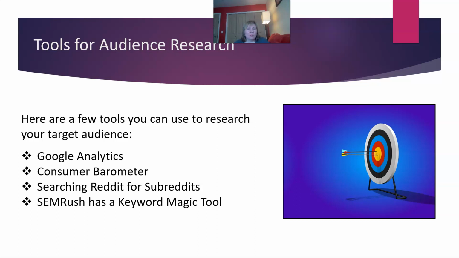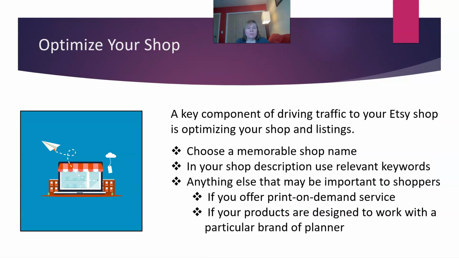And some of the other tools you can do for general research for target audience are things like Google Analytics, especially if you already have some sort of site that you're tracking. Consumer Barometer is a good site. You can look at Reddit and see what people are talking about there in your specific niche. And SEMrush, while it is mostly a paid tool, does have some free things, has a keyword magic tool that will also give you some ideas for audience research as well. So there's lots of different tools out there that you can use, and using some of these broader ones can be a good start, and then you can go to some more specific Etsy tools once you want to refine that down a little bit more.